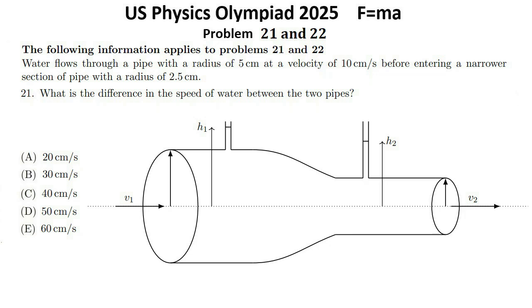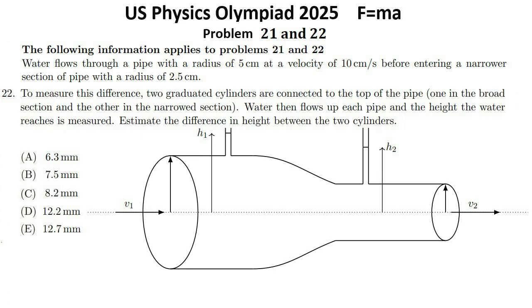The following information applies to problems 21 and 22. Water flows through a pipe with a radius of 5 cm at a velocity of 10 cm per second before entering a narrower section of pipe with a radius of 2.5 cm. Problem 21. What is the difference in the speed of water between the two pipes?